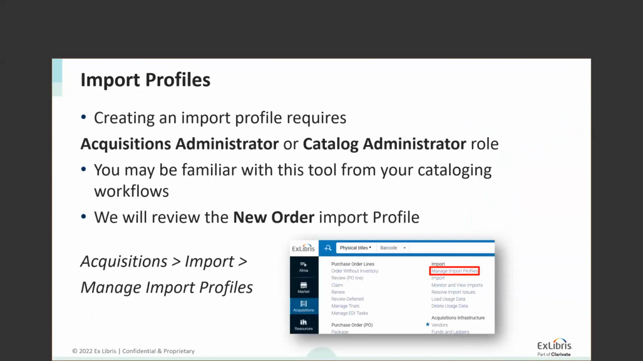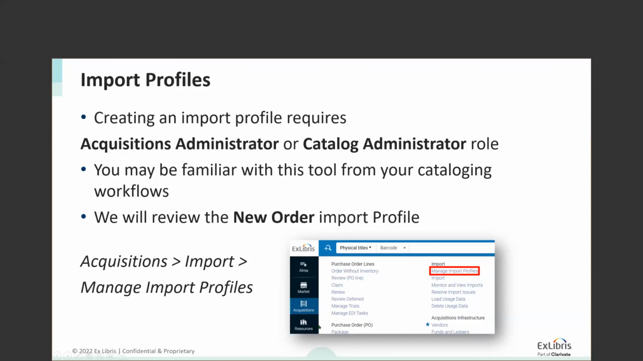If you've been working with cataloging, maybe you're importing bib records right now, so it's that same tool, but there's a couple more tabs on there for different data related to acquisitions. In order to manage your import profiles, you either need to be an acquisitions administrator or catalog administrator. And you find them at Acquisitions, Import, Manage Import Profiles.